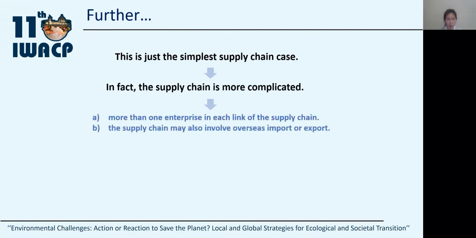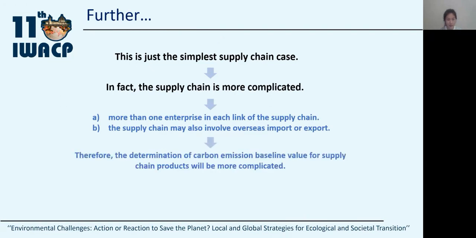There may be more than one enterprise in each link of the supply chain, and the supply chain may also involve overseas import or export. Therefore, the determination of the carbon emission baseline value for supply chain products will be more complicated. So there are many scenarios that we are still exploring further.